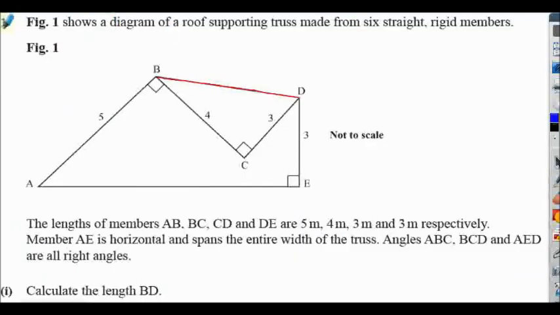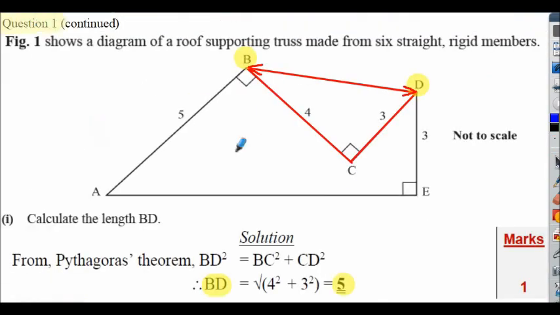So here's question 1. I'm going to let you read all the questions at your own pace. This is part 1, calculating the length BD, shown here. Solution shown on the following slide. Question 1, part 1 solution. Let you review it at your own pace.